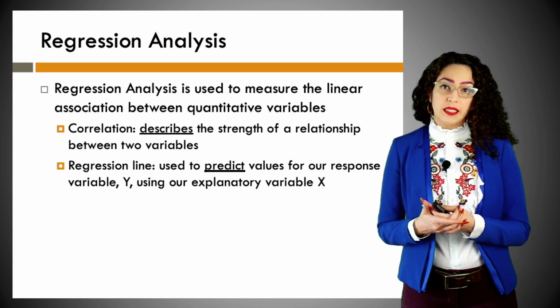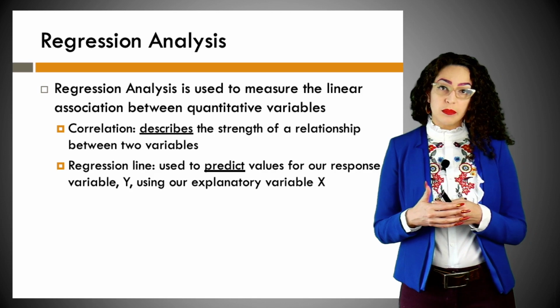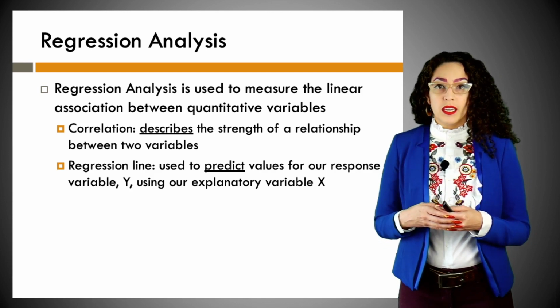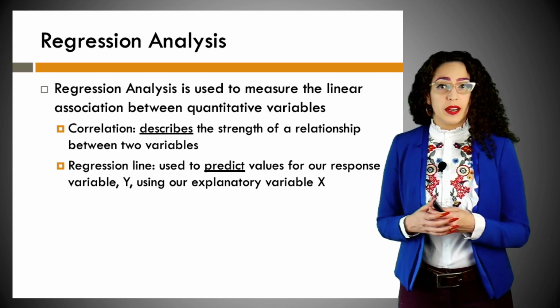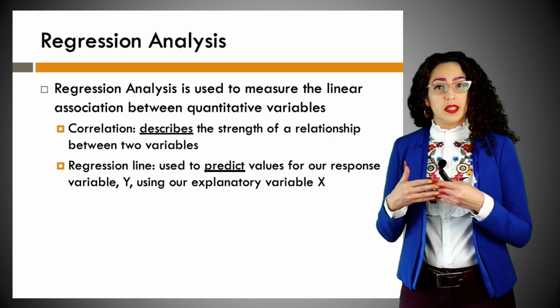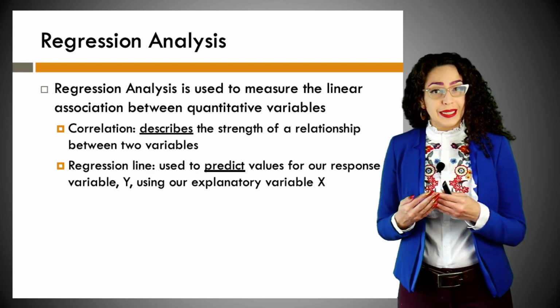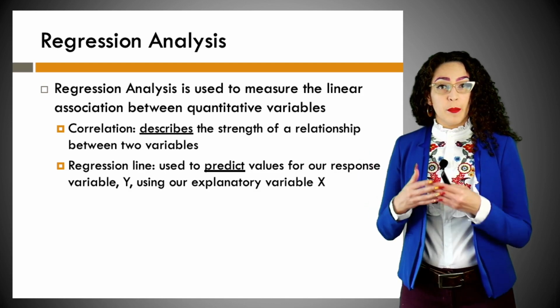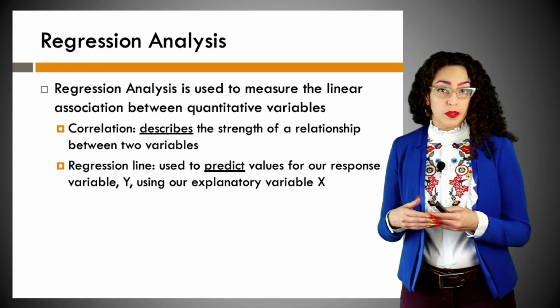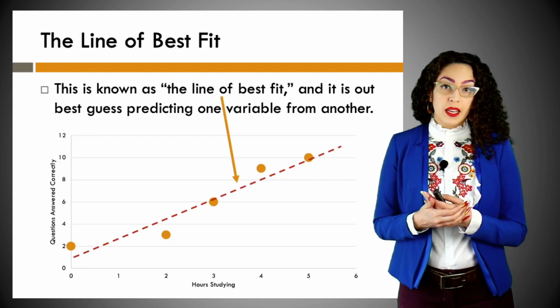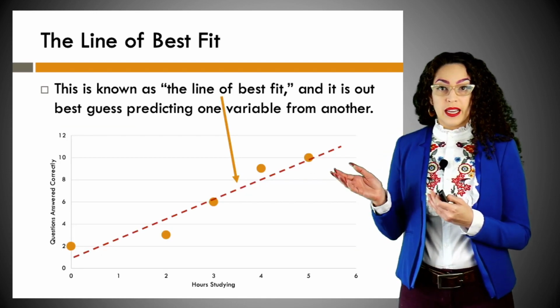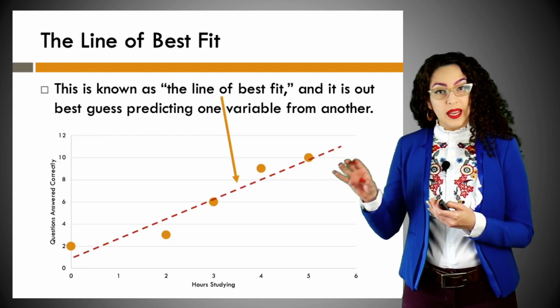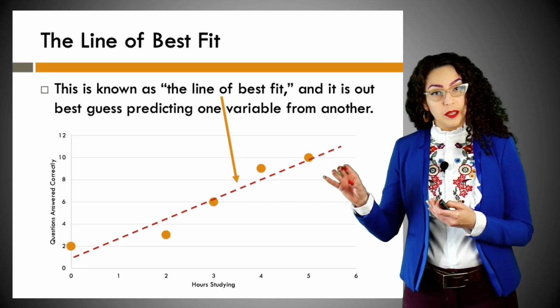So regression analysis is used to measure the linear association between quantitative variables. Correlation describes the strength of a relationship between two variables, while a regression is used to predict values for our response variable y, the number of questions you get correct, based on the explanatory variable, the number of hours that you studied. And that line that we are looking at is called the line of best fit, and it is our best guess at predicting one variable from another.